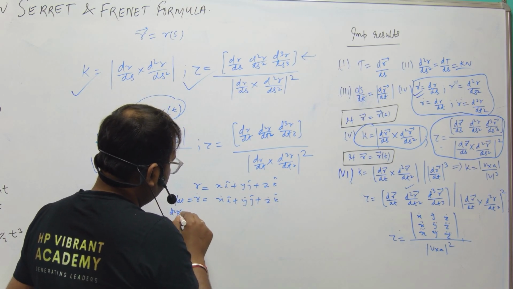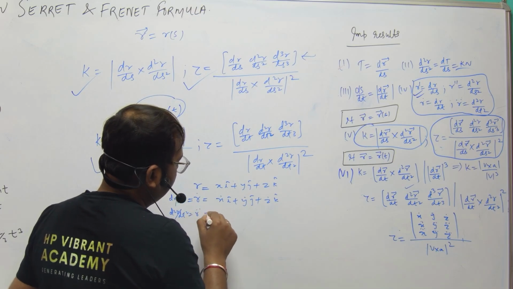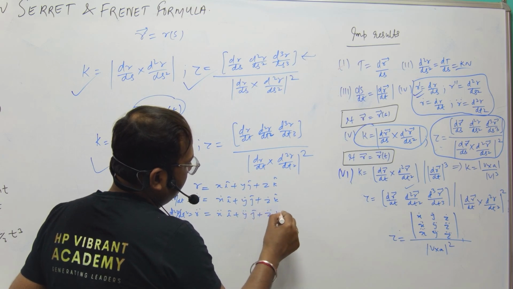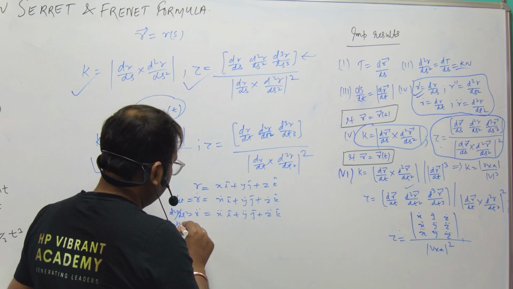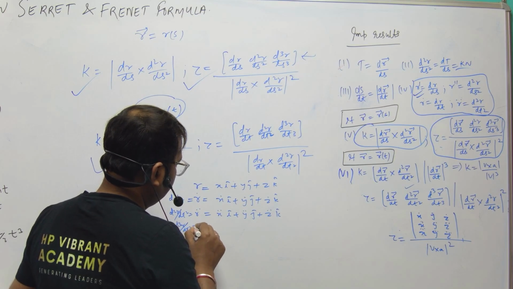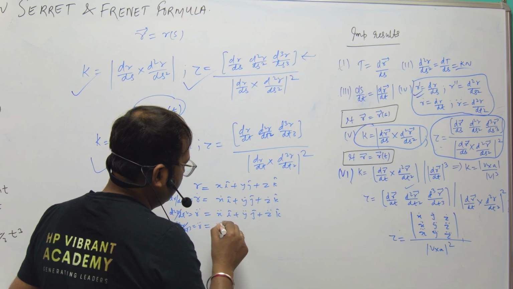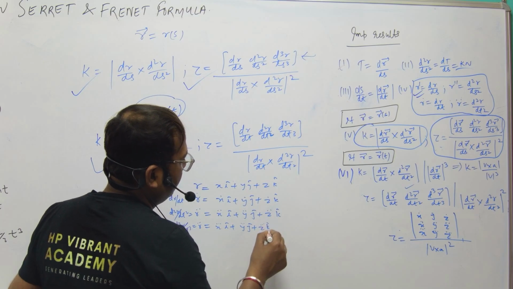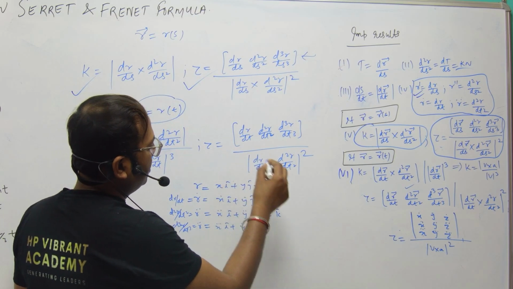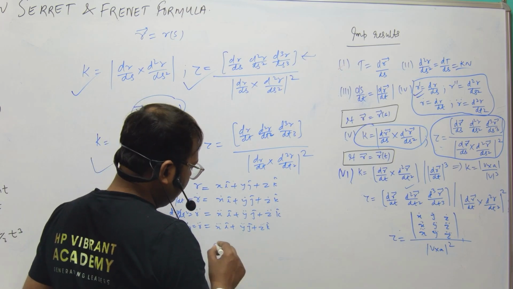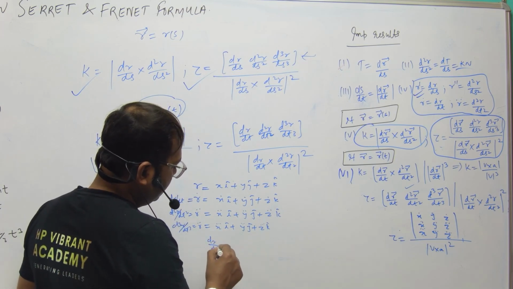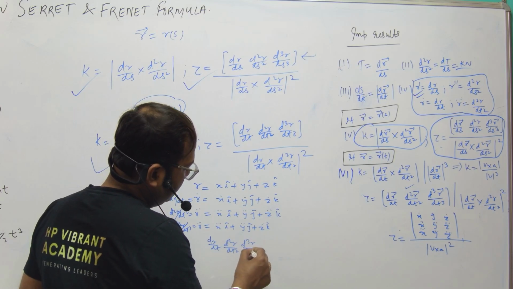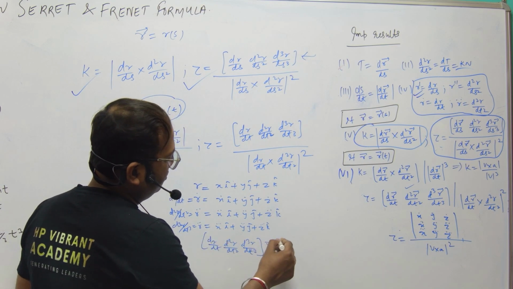Double differentiation d2r upon dt square is r double dot, equal to x double dot i cap plus y double dot j cap plus z double dot k cap. Similarly, d cube r upon dt cube equals r triple dot, equal to x triple dot i cap plus y triple dot j cap plus z triple dot k cap. Now the scalar triple product of dr upon dt, d2r upon dt square, d cube r upon dt cube.